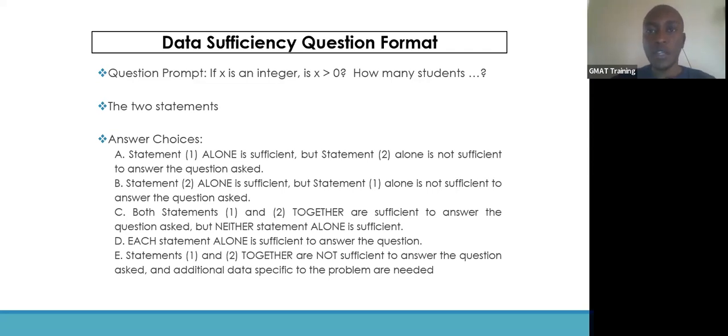Please master them so that you can tackle these data sufficiency questions with ease and in less time than if you had to look up the answer choices every time. That's all for the data sufficiency question format. Go to your specific resources and learn how to eliminate answers depending on the sufficiency of the two statements. Now let's do some practice questions.